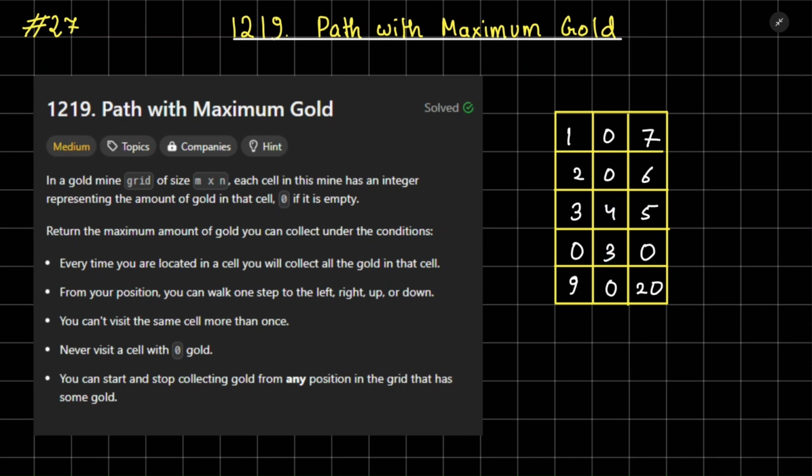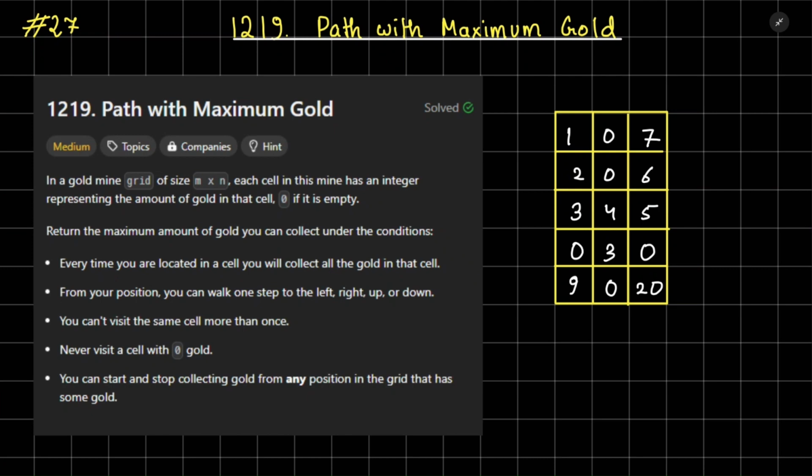So in this problem, we can start from any of the cells. From any cell, we can start our traveling, and in that path in the matrix, we have to find the maximum amount of gold that we can collect. This is just a DFS or BFS problem over the matrix. In this matrix, we can start collecting the gold from any of the cells.